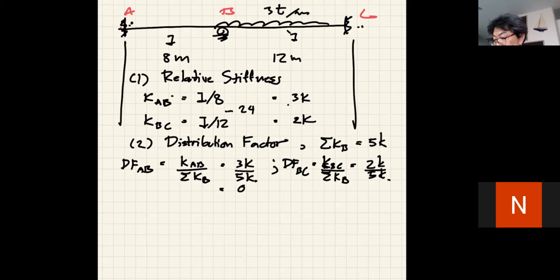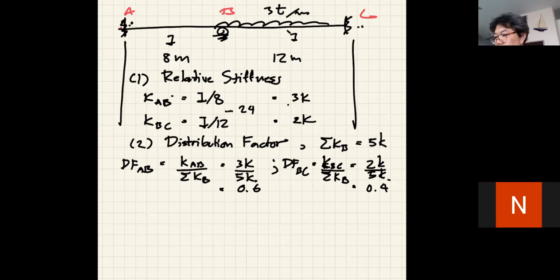Correct? So this is 0.6 and this is 0.4. So when you add 0.6 and 0.4, you get 1. And this also tells you that member AB will contribute 60% in balancing the moment at joint B. In the meantime, member BC will contribute 40%. The distribution factor is the ratio of your stiffness. And it can be clearly seen from here that the stronger member will help resist more moment.